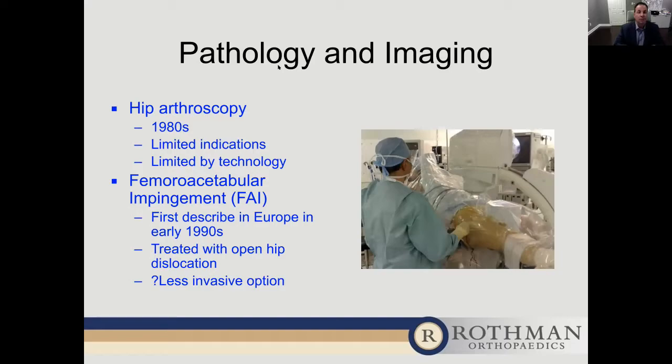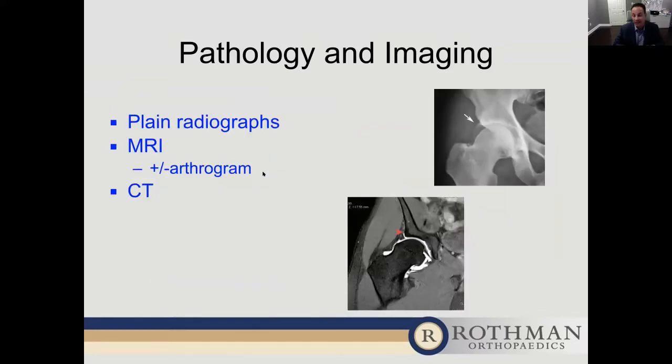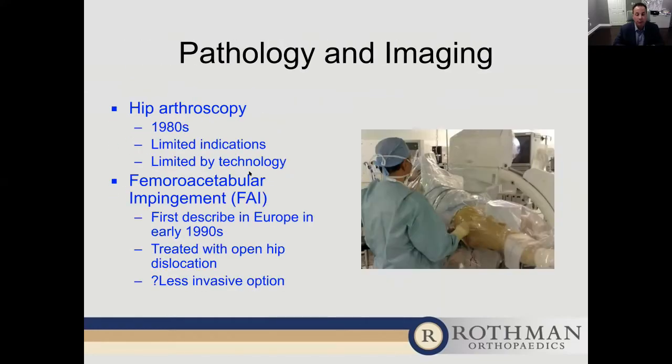All right, so let's talk a little bit about hip arthroscopy. It really started back in the 1980s. So arthroscopy essentially is where we make small little holes into a joint. We put in a camera and then we move instruments in and out of the joint without making a big open incision. Back in the 80s it had limited indications. It was really limited by technology. The instruments were not technically advanced enough to be able to do a lot of things in the hip joint.